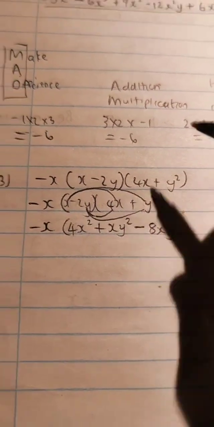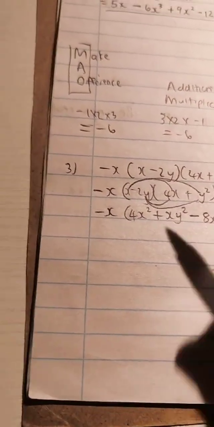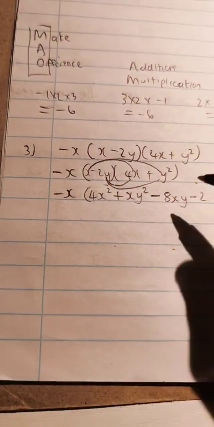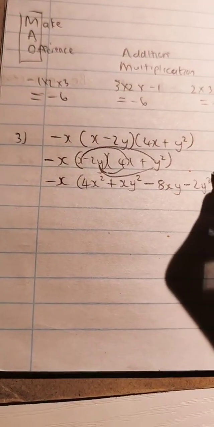I was saying a negative times a positive definitely is a negative. Then we say 2 times 1, that is 2, and then the y times y squared, that's y to the power 3.